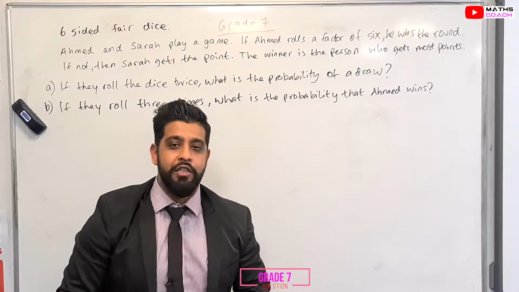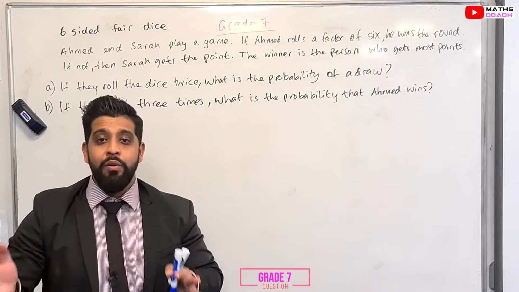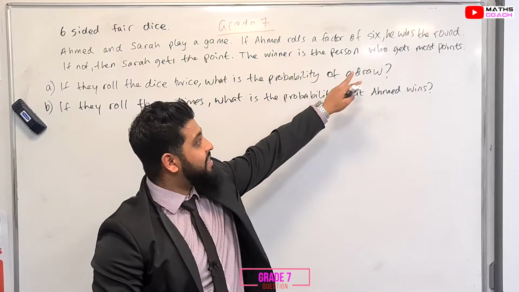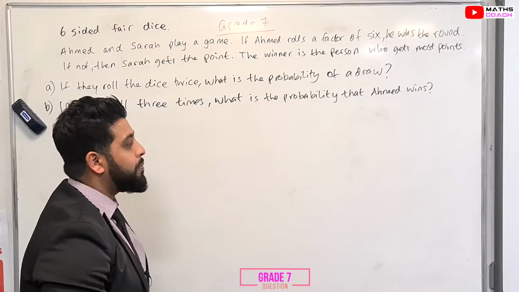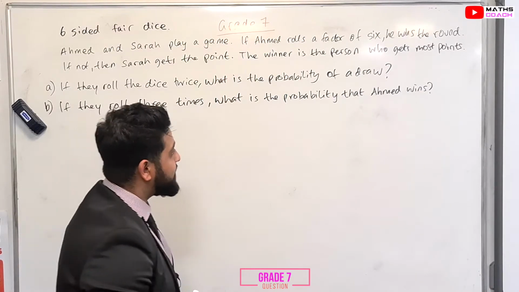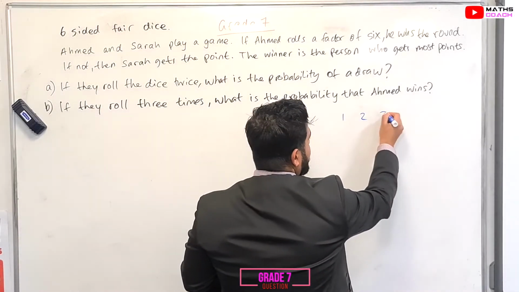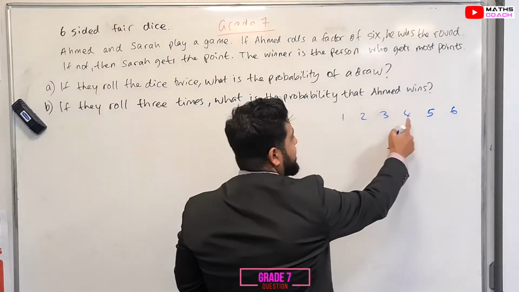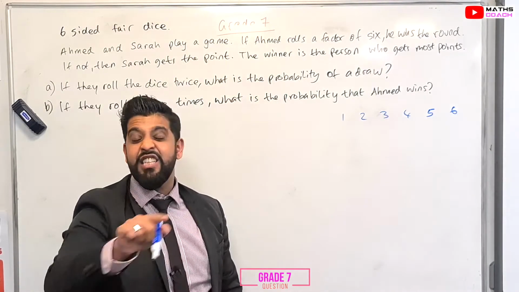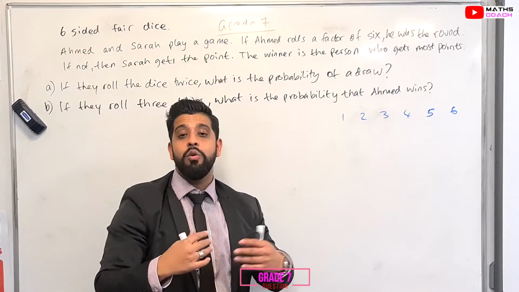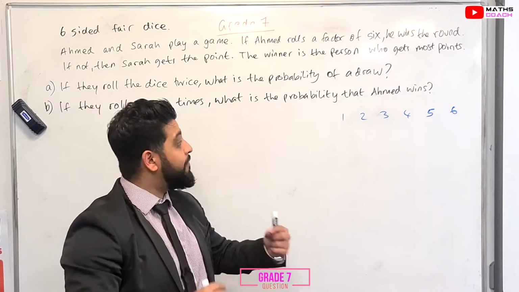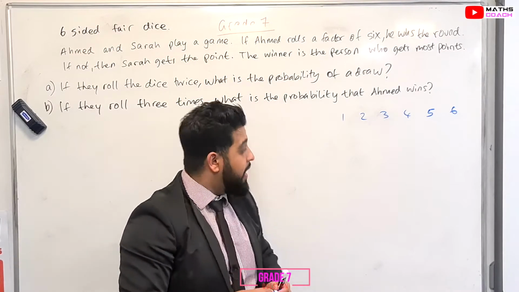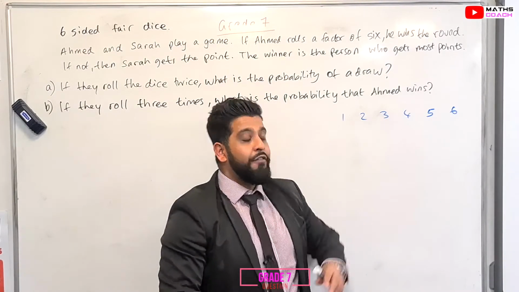Now, before we begin this question, we need to know how to get a win for Ahmed, okay? Now, it says that Ahmed, if he rolls a factor of 6, he wins the round. So what is the probability on a dice to get a factor of 6? If we write down the outcomes of a dice, we have 6 numbers. Now, it said the dice is fair. It is not biased. Bias means that it leans towards a particular number every time you roll it. So every number has an equal chance of being selected, all right? That's what fair means.